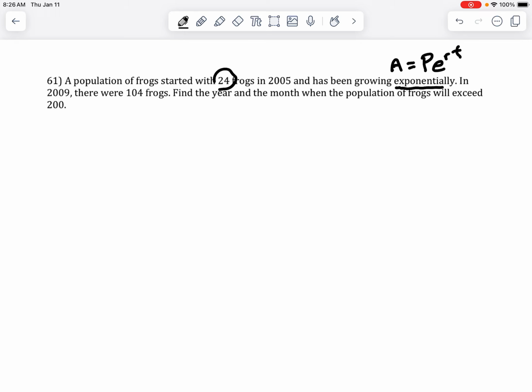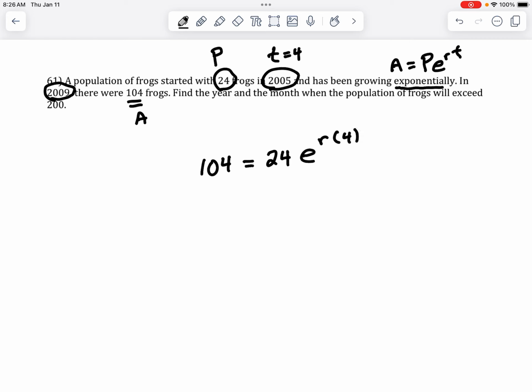So start with the beginning amount of frogs, that is the P. And then we also need to know the times. So this is a little bit outdated. It goes from 2005 to 2009. So that means T equals 4 years. And then the amount of frogs after that time is 104. So then substitute 104 for A on the left side. Then use P is 24 frogs. E is raised to R, which is what we're trying to solve for right now, times 4 years.